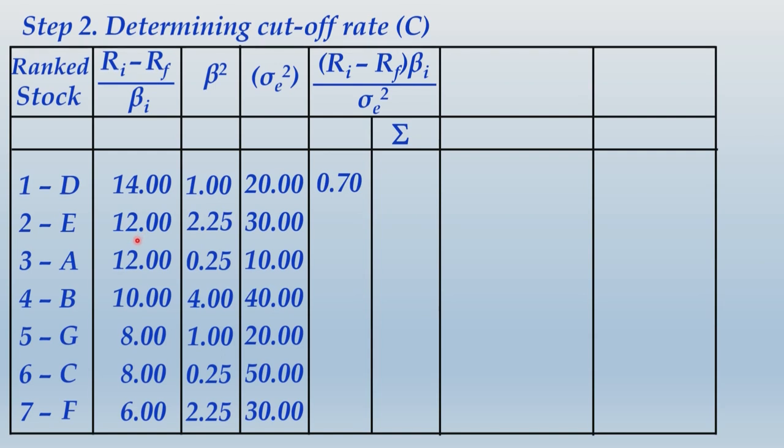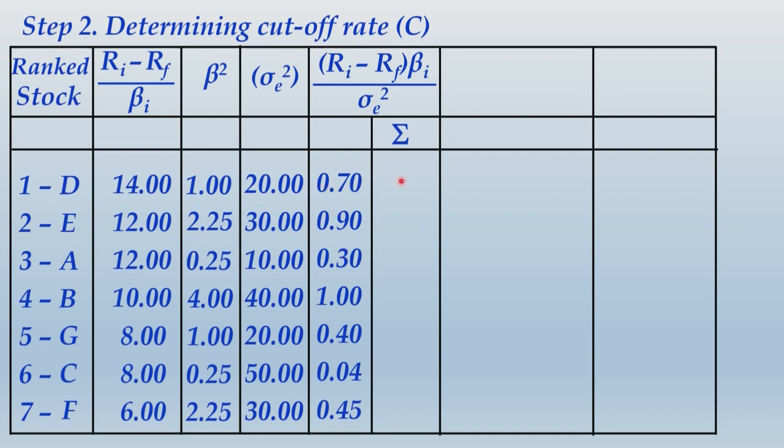Then 12 into 2.25 divided by 30. What you get is 0.9. 12 into 0.25 divided by 10. What you get is 0.3. 10 into 4 divided by 40. You get 1. 8 into 1 divided by 20, 0.4. 8 into 0.25 divided by 50, 0.04. 6 into 2.25 divided by 30, you get 0.45. Now simply take cumulative values.